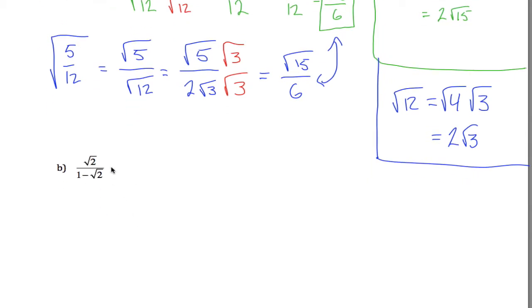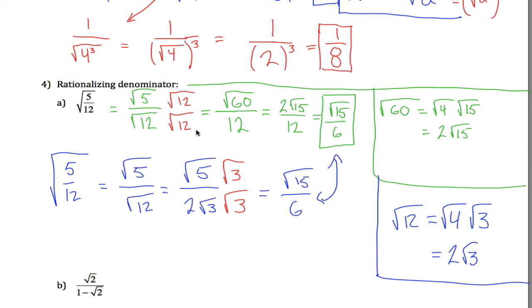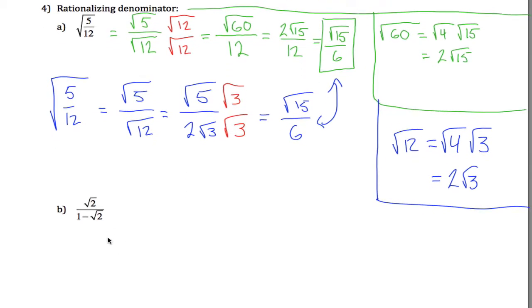You can try multiplying the top and the bottom by the square root of 2. It'll turn out that won't work. That'll get rid of this square root, but it'll introduce another one over here when you distribute everything through. Remember, our goal of rationalizing is getting rid of all of the square roots in the denominator. And the trick up here was just multiply by root 12 over root 12, or root 3 over root 3. Down here, that won't be the trick.